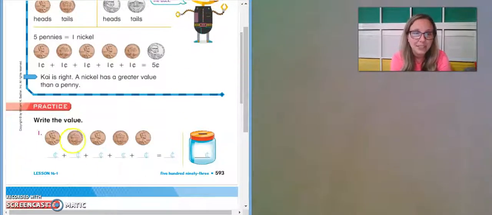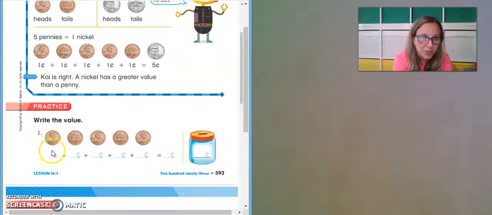Moving down here, it says write the value. So underneath the penny, each penny you're going to put 1 cent underneath it. And then all together, how many pennies are there? 1 cent plus 1 cent plus 1 cent plus 1 cent plus 1 cent. That's 1, 2, 3, 4, 5 cents. So here you can put 5 cents. And in the jar bank, you can put a 5. There are 5 pennies there, so it's 5 cents.